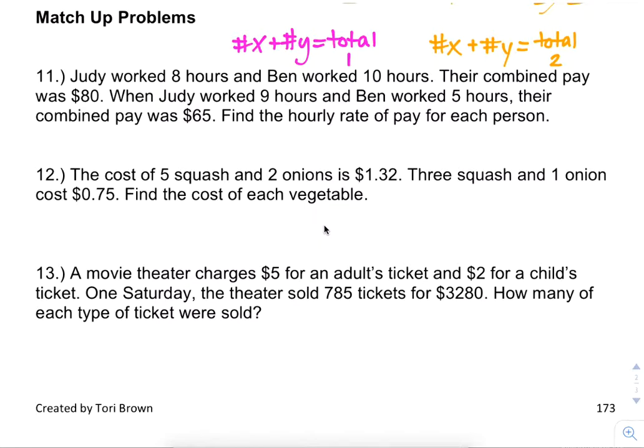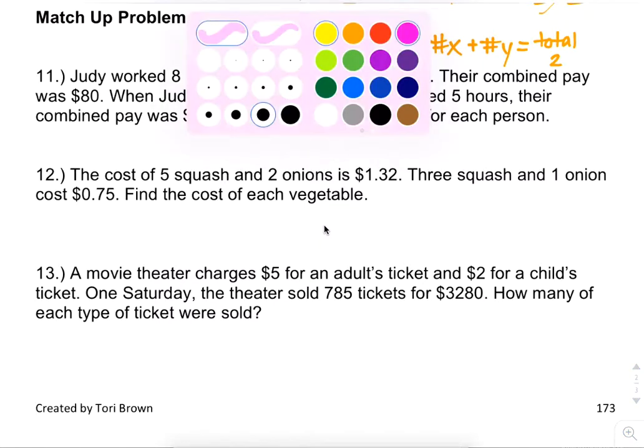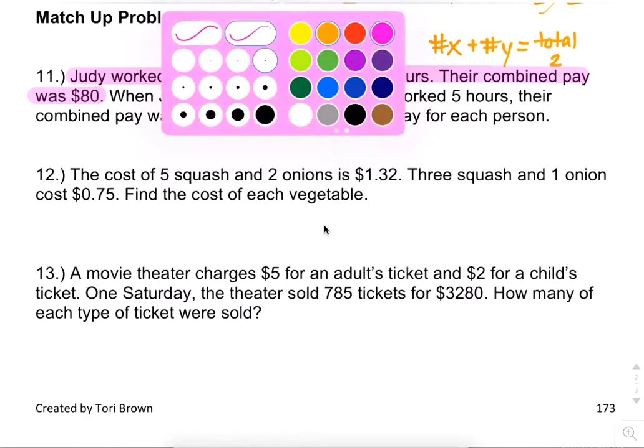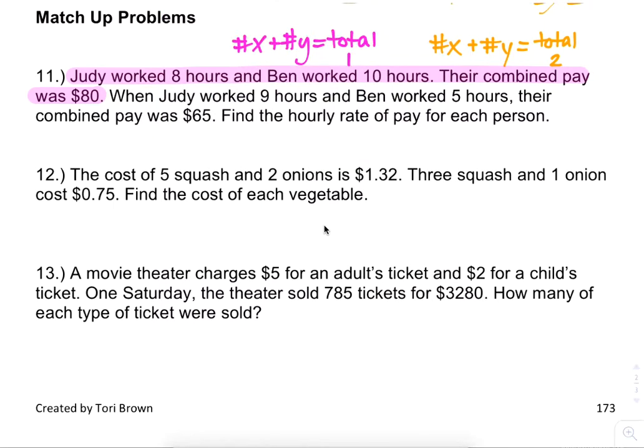Okay, let's go through this one. I'm going to highlight them in different colors. Your first problem is going to come out of this first sentence. Judy worked 8 hours, Ben worked 10 hours. Their combined pay was $80. So I'm going to partner up the variables. 8 goes with Judy, 10 goes with Ben, total of $80, sorry, I'm losing my mind. 8 goes with Judy, 10 goes with Ben, 80 is the total.